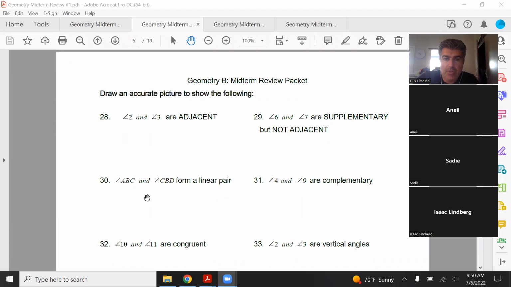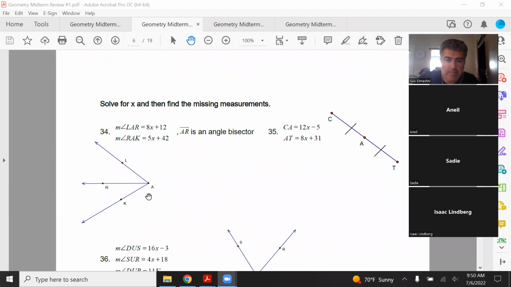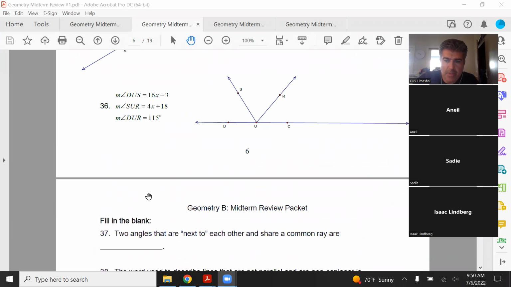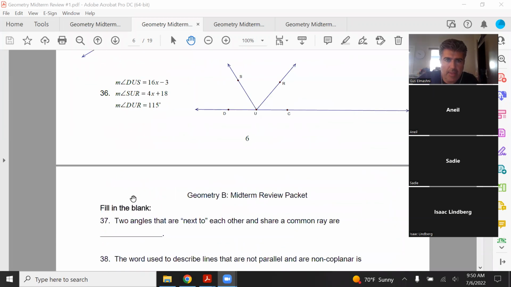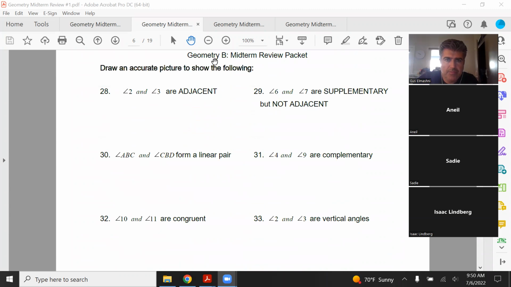Okay, draw an accurate picture to show the following. So I'll draw pictures here, and then we'll do some more practice at the end of this page. And then we'll see where we are after that. Angles 2 and 3 are adjacent. You can see that's angles 2 and 3. Those are next to each other. Angles 6 and 7 are supplementary but not adjacent. So you could do it like this.